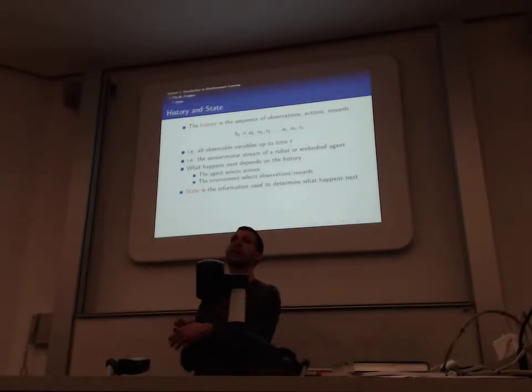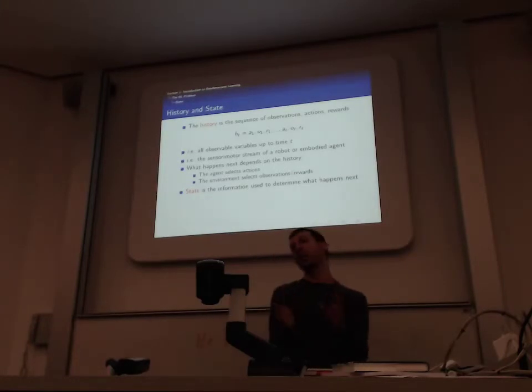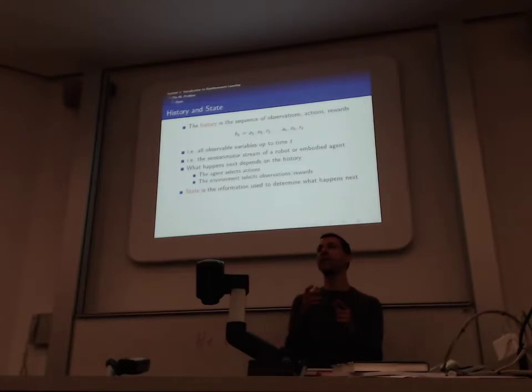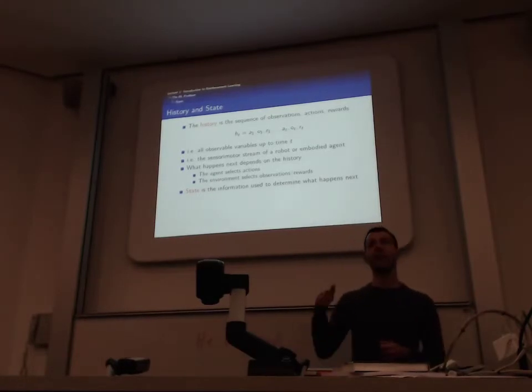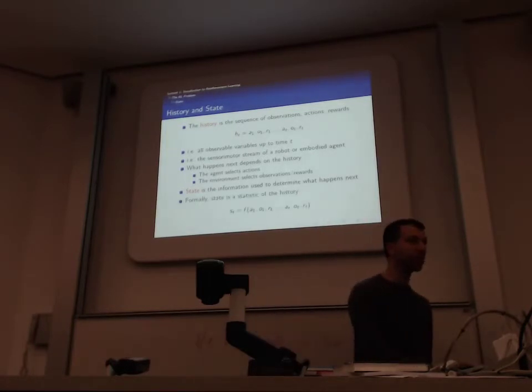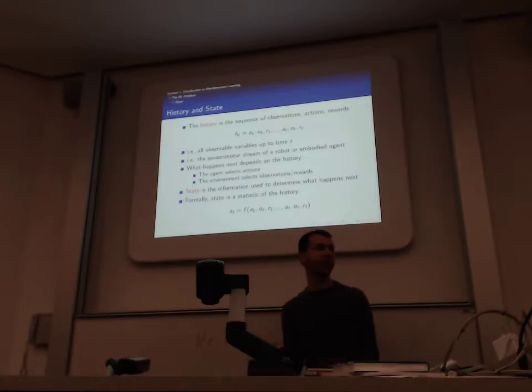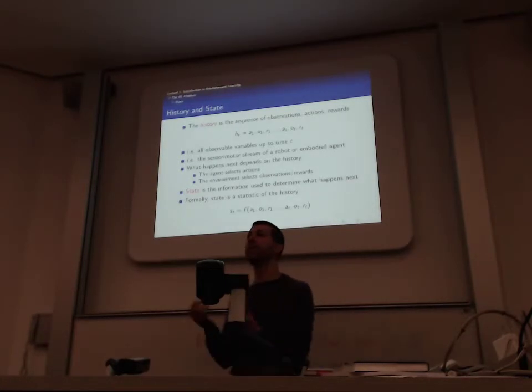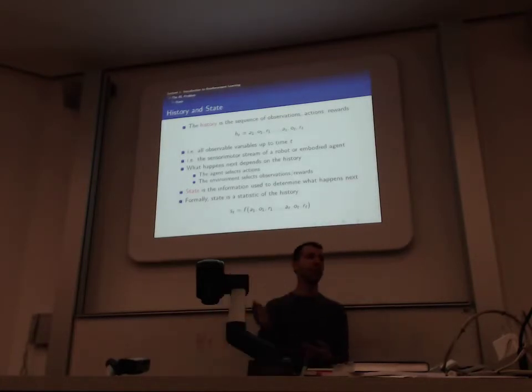State is basically the information that's used to determine what happens next. So state is the set of variables, the data, the information that really matters to decide what's going to happen next. From the environment's point of view, it's whatever information is used to select the next observation and the next reward. From the agent's point of view, it's whatever information is used to select the next action. And what is state? Formally, it's just some statistic of the history. It's just some function of this sequence of observations, actions, and rewards.